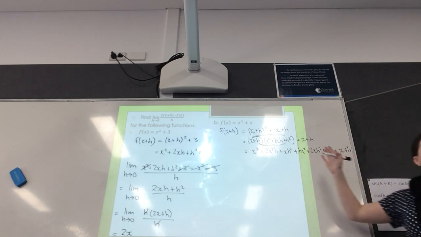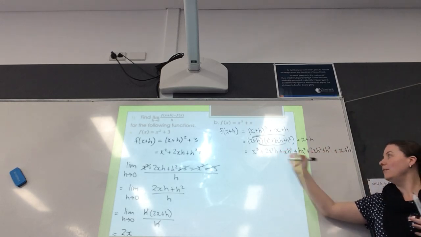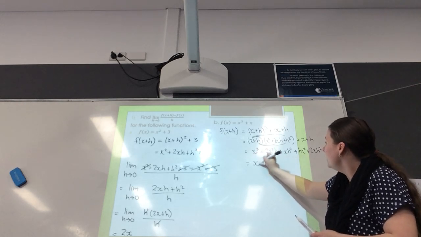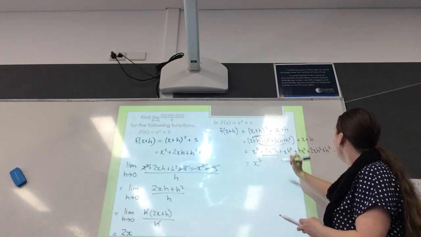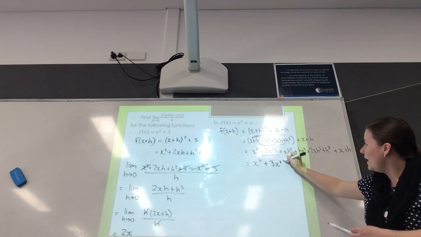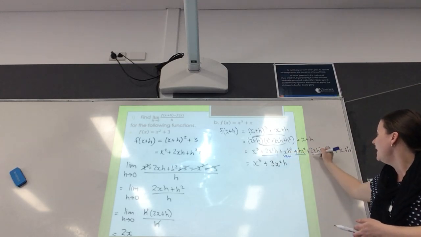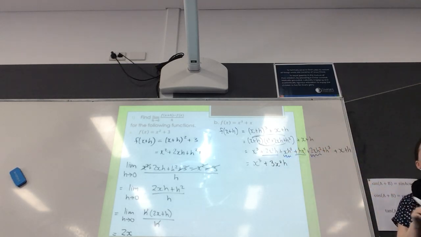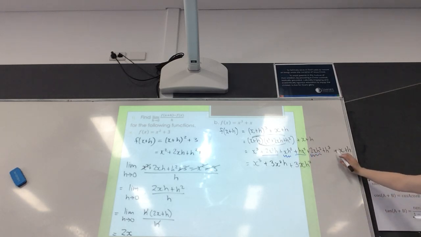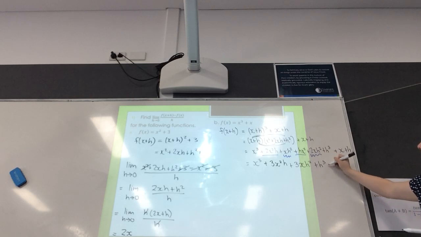Extension: you could have used your expanding to come up with it straight away, right? Remember 1, 3, 3, 1. So x cubed, then I find my like term, 3x squared h, 3x h squared. If you're not doing extension, you're not at a disadvantage. It's a slightly quicker method of coming up with it. That is just for f of x plus h, and then plus h cubed plus x plus h.